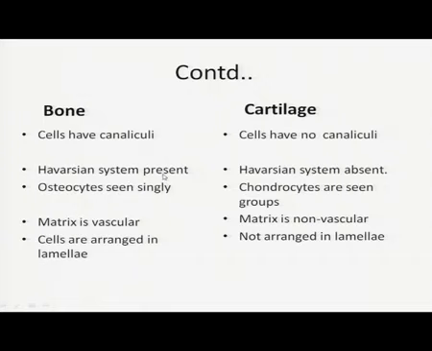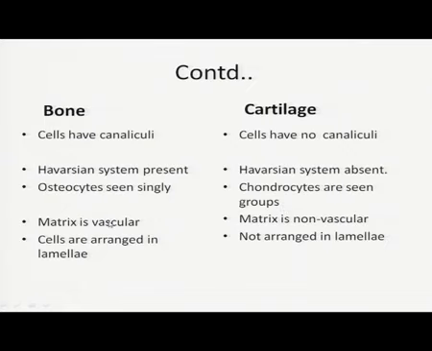The Haversian system is present in bone, the circular units that we call the Haversian system or even osteon. But in cartilage, the Haversian system is totally absent. Osteocytes, as you have already seen in bone, are seen singly, not in groups. But in cartilage, the cells are seen in groups of either 2 or 4. Very rarely are the cells seen singly.